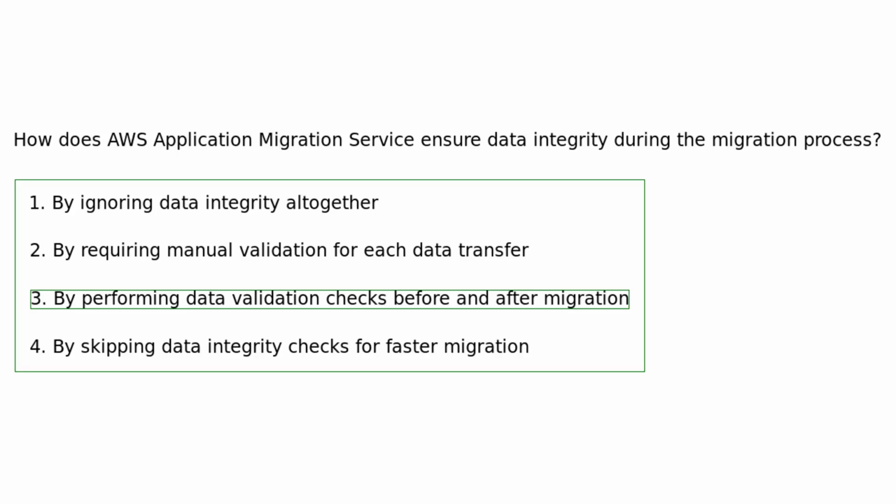AWS Application Migration Service ensures data integrity during the migration process by performing data validation checks both before and after migration to verify the accuracy and completeness of transferred data.